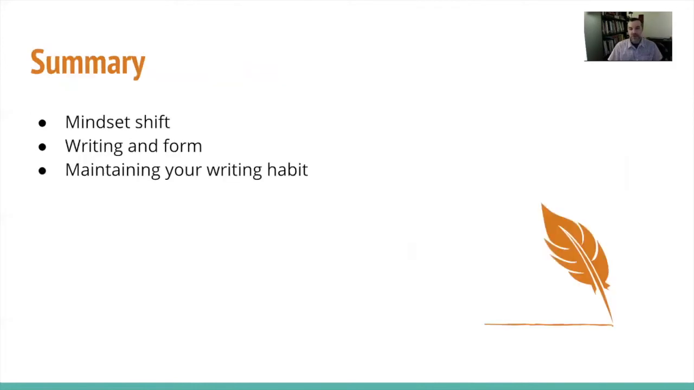In summary, very briefly, we're asking you to think again about form of writing as much as you're going to think about content. This is a great strategy for maintaining a writing habit, for getting your writing habit going, and also for learning more about writing craft and for increasing creativity and innovation in your own work.